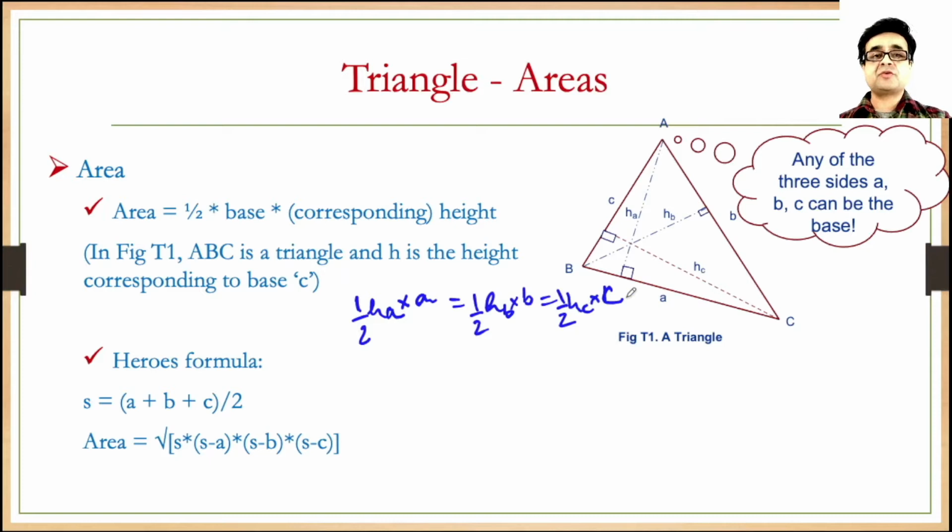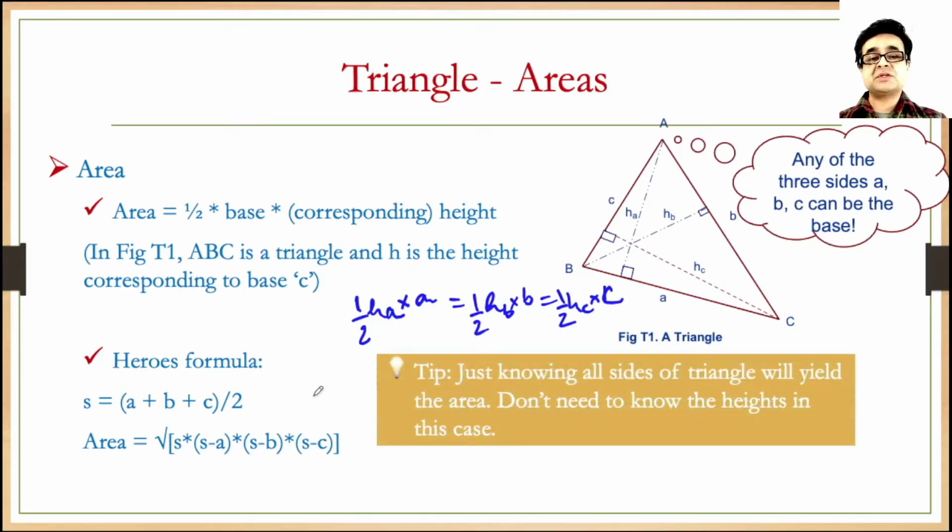There is also another formula for triangles, and that is dependent only on the sides, not on the height itself, and that is called Hero's formula, which is root of S multiplied by S minus A multiplied by S minus B multiplied by S minus C. What is S? S is nothing but the perimeter of triangle divided by 2.